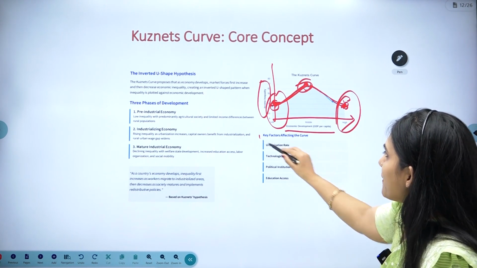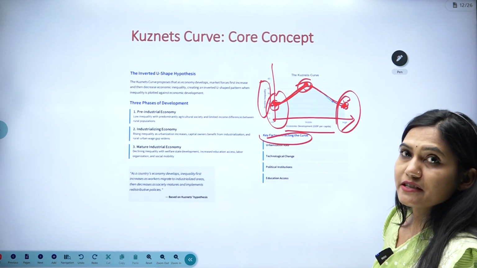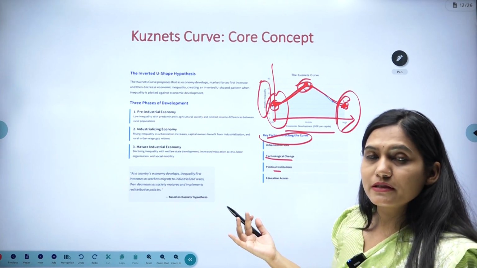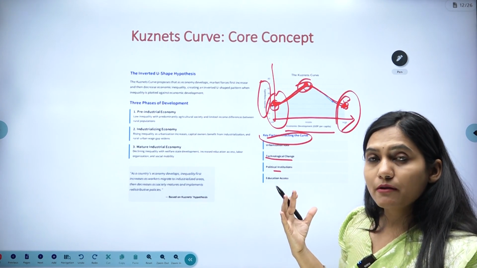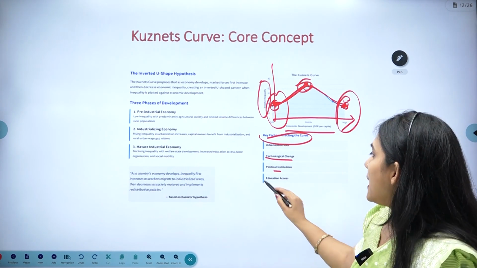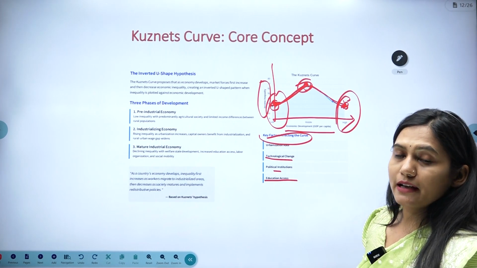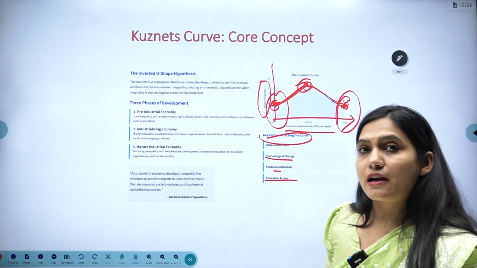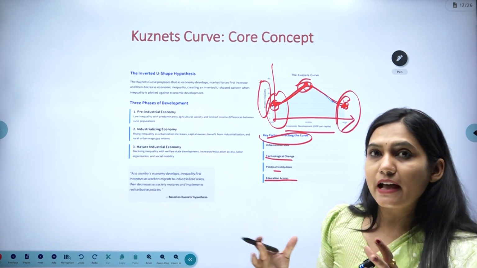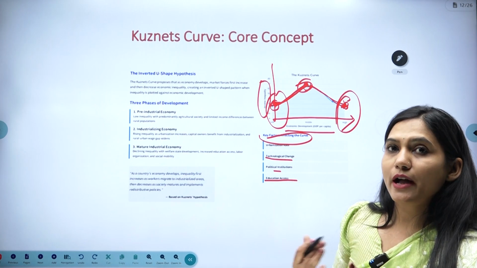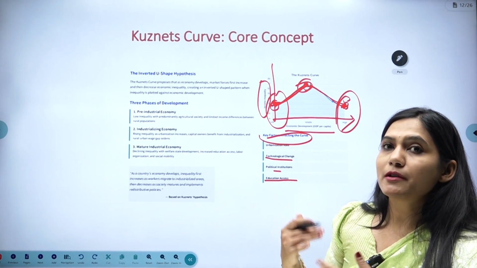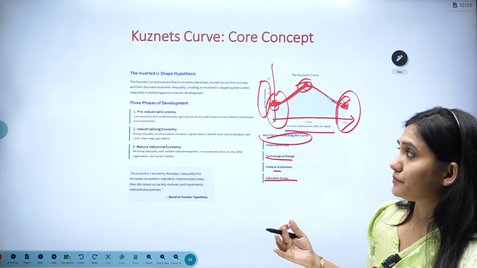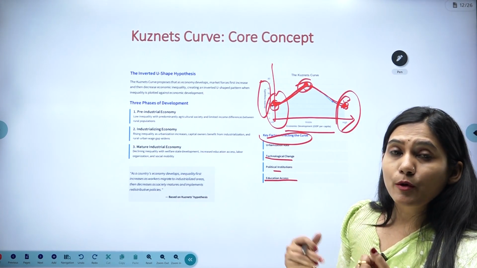Okay, so what are the factors which are affecting this curve? Urbanization rate, technological change, political institutions. Obviously political institutions play a very important role in decision making, and so does access to education. As I said, one poor person can't make technological advancements unless and until he has access to the knowledge. Okay, so access to knowledge can lead to upliftment from poverty to better economic possibilities.